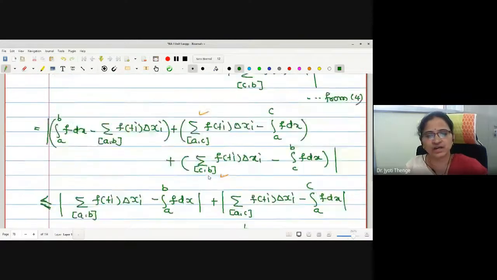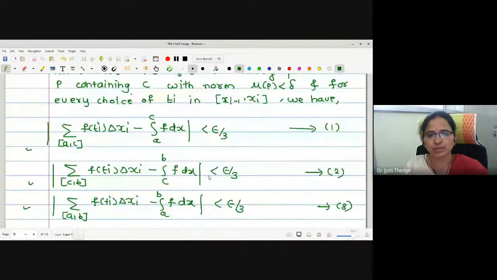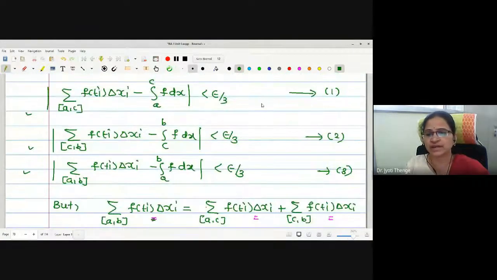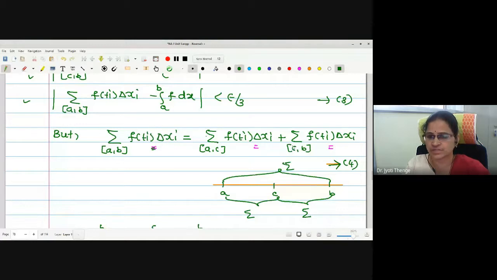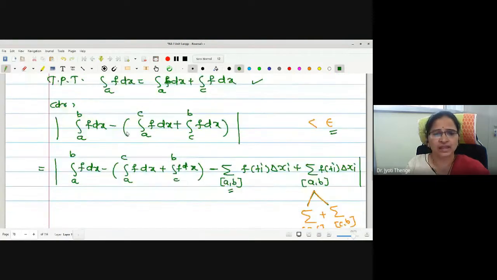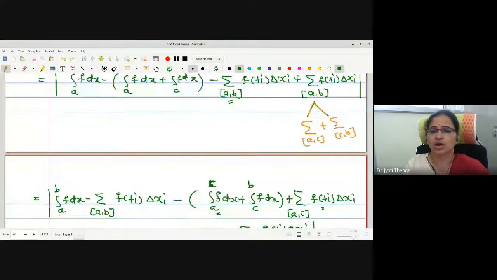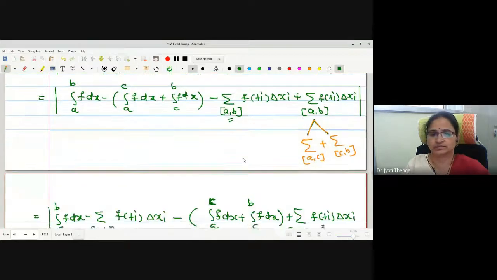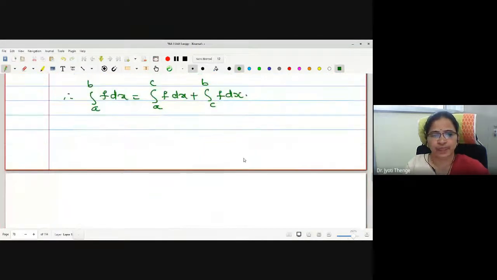If you have difficulty, you can ask. Very simple proof it is. First we have written the definitions of a function being integrable on AC, CB and AB by 1, 2, 3. Later we have established the relation between the sums, and then to prove this equality we have taken left hand side minus right hand side, and the aim is to show it is less than epsilon, and one adjustment has to be done. Okay, I hope there is no difficulty.